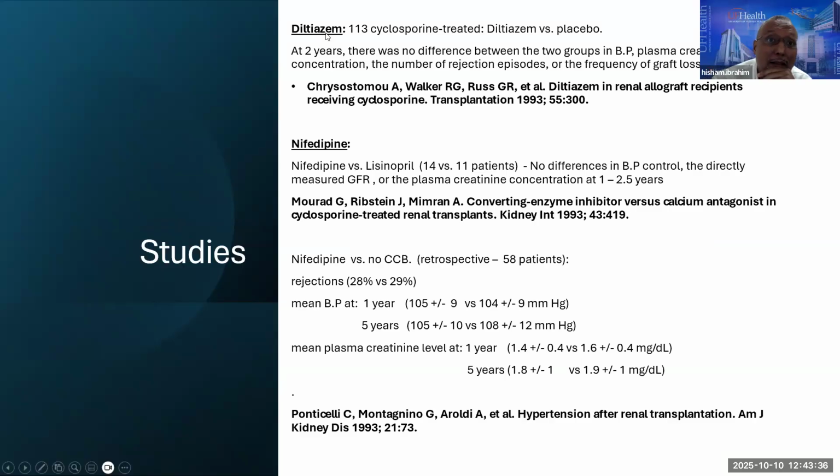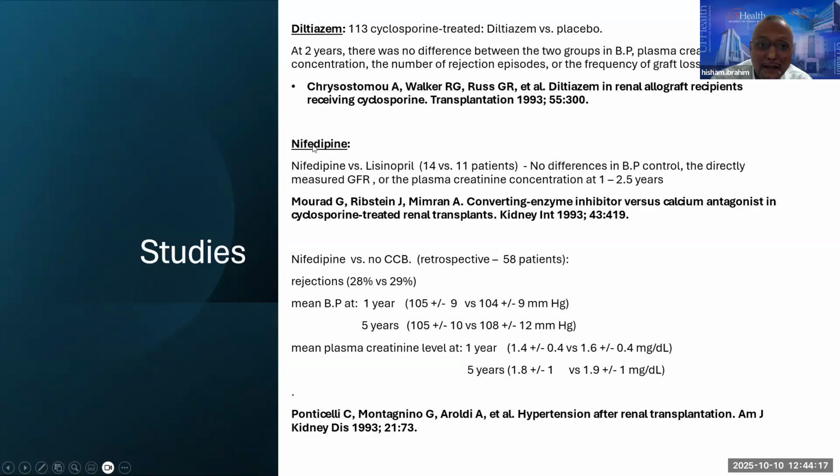calcium channel blockers. So there's a study here in the 90s that looked at diltiazem. Diltiazem, of course, is a very bad choice because it boosts the level of CNI, so it's one of the worst calcium channel blockers in terms of its effect on the cytochrome P450 system. So at 2 years, there was no difference between groups in terms of the endpoints: blood pressure, plasma creatinine concentration, and the number of rejection episodes or frequency of graft loss were similar in diltiazem versus placebo groups.